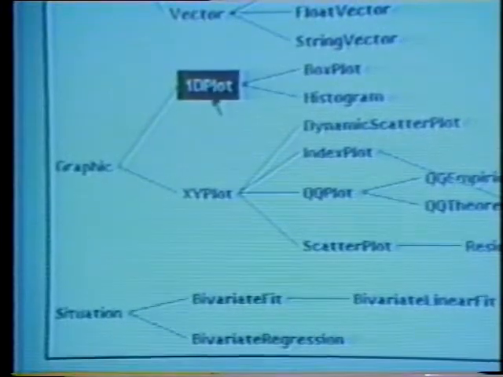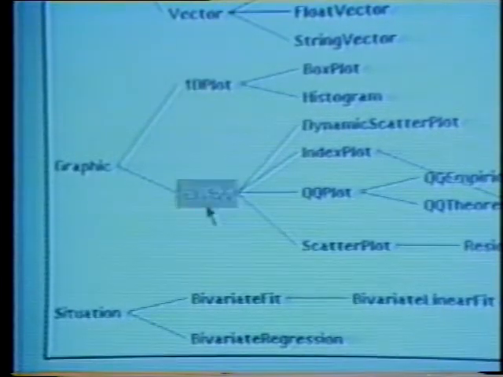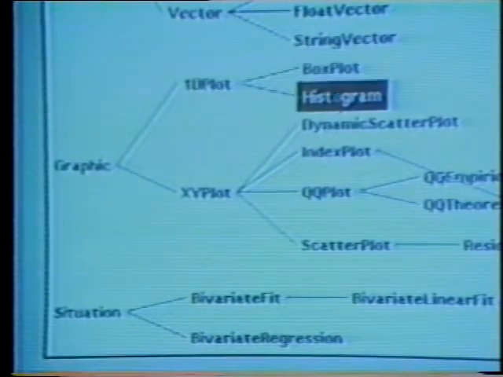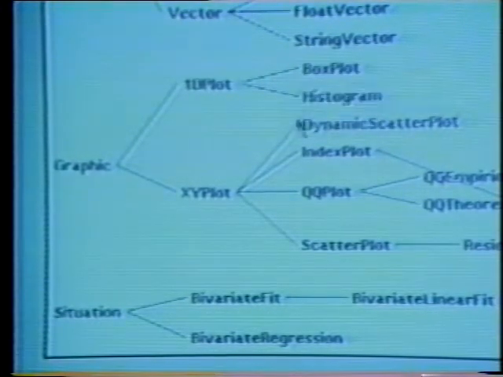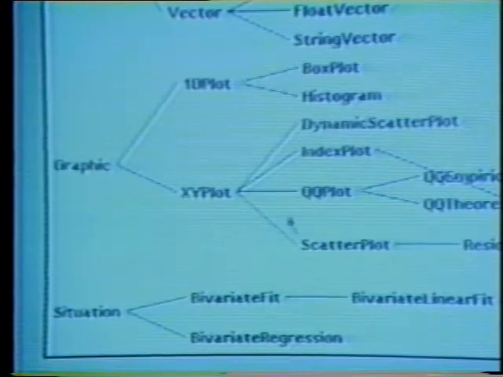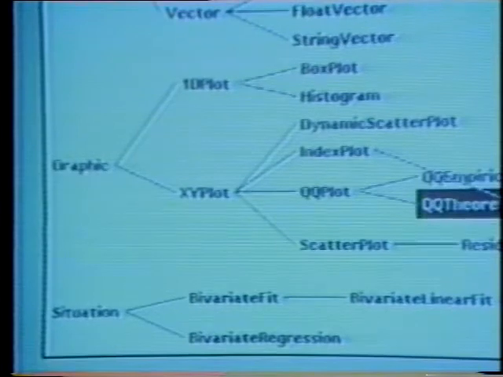We also have a whole host of graphics available in DINDE. These are divided into one-dimensional plots and two-dimensional or XY plots. Again, you see that the one-dimensional plots are either box plots or histograms, and two-dimensional plots are QQ plots and scatter plots and dynamic scatter plots. And these are, again, further specialized.